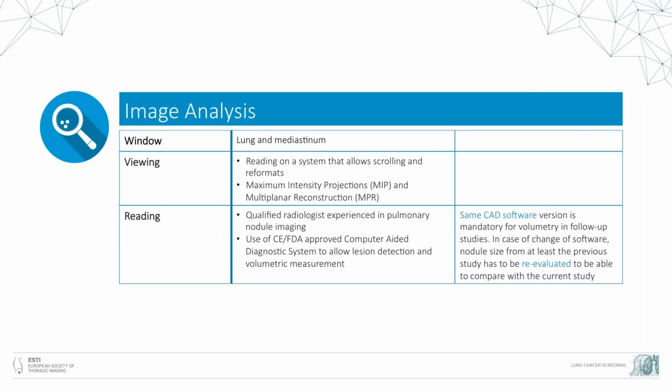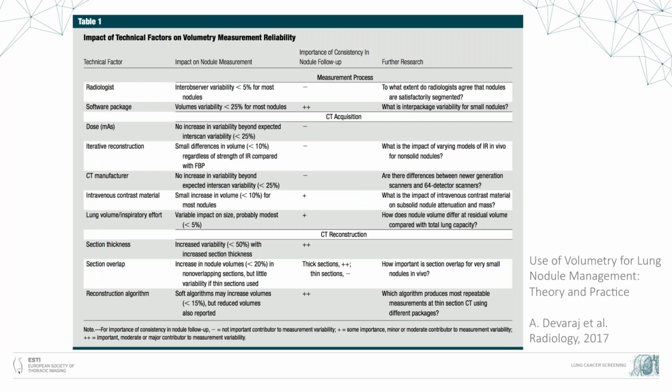So there are different parameters that influence volumetric measurements, and one is the CAT software. The same software, and even the same software version, is mandatory for volumetry in follow-up studies. In case you change the software during your screening process, the nodule size from at least the previous study has to be reevaluated to be able to compare with the current study. For those who want to know more about the impact of technical factors on volumetry, I can strongly advise you this great paper from Anand published in Radiology. It gives a really nice overview of the impact of all the different parameters on the variability in volumetric measurement.